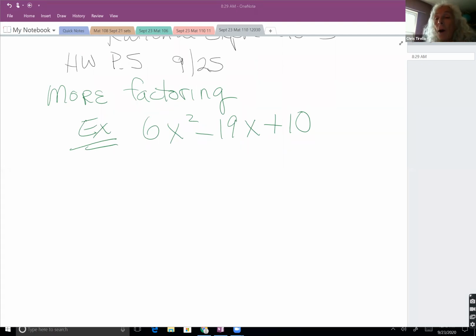Okay, I know what you're talking about. So I'll change this example so that we've got 19xy plus 10y squared. Val, is that closer to what you were wondering about in the homework?